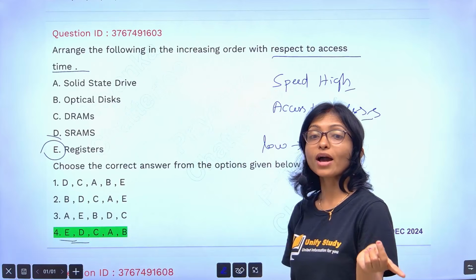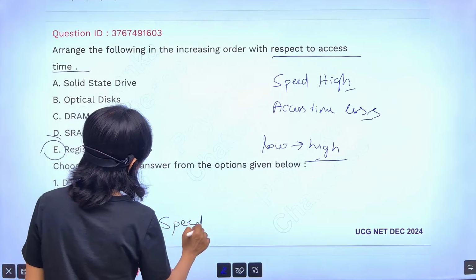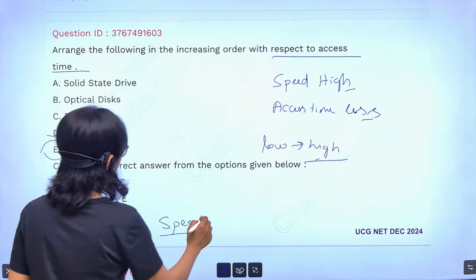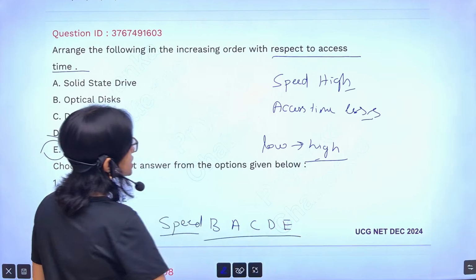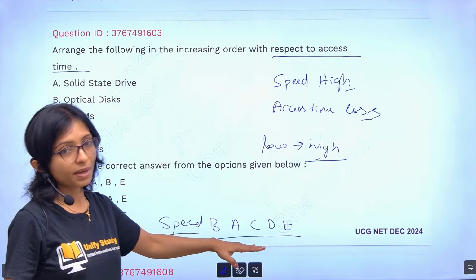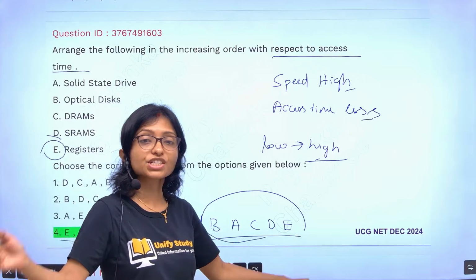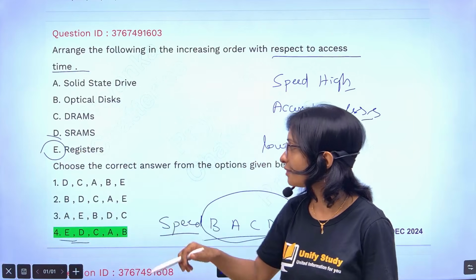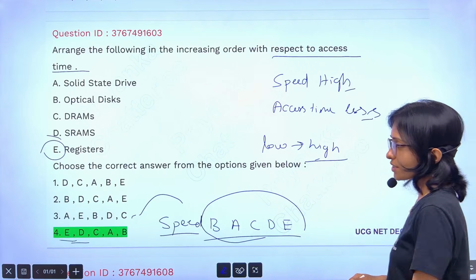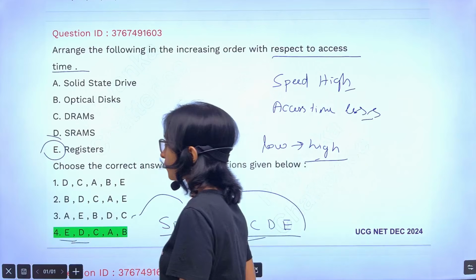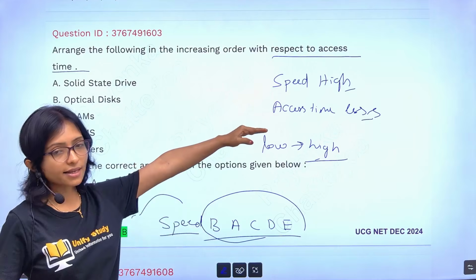If it is asking according to speed, then the opposite will be your answer. If it is asking according to speed, increasing order, then your answer will be B, A, C, D, E. The official answer key was this one, maybe that's why you are confused. In the official answer key they gave this one. After that, we challenged the question and then they changed it. So we are not making any mistake; this is the correct answer. Clear? Definitely remember that if they are asking speed or access time.